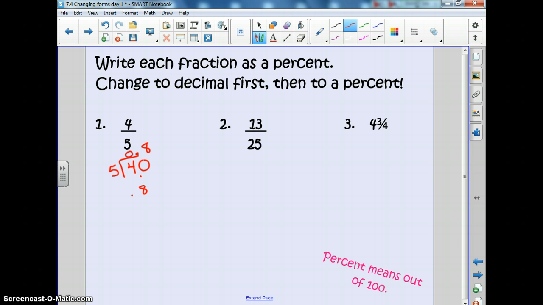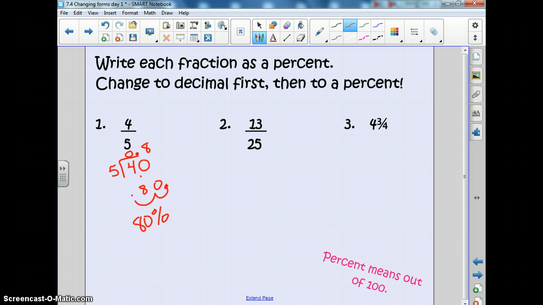What would be my percent? 8%. Well, I have to move it to the right. No, 80%, because I move my decimal to the right 2 places. 1, 2. It becomes 80%. That's not too bad. Impossible? What do you mean? You have to do all this work. It's easy.